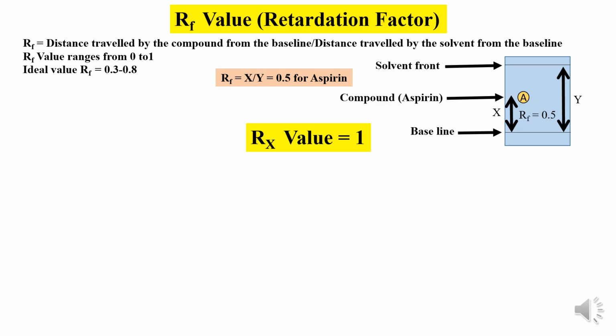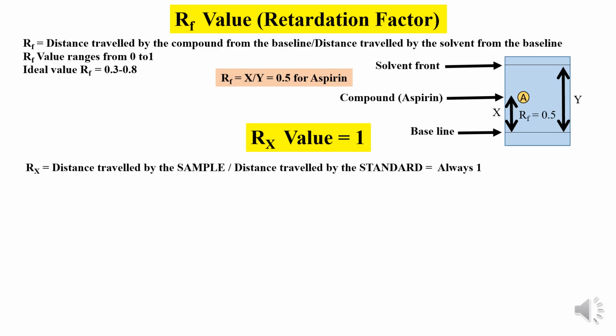Now the Rx value is always 1. It should be 1. And how do you calculate the Rx value? Rx value is calculated by dividing the distance traveled by the sample by the distance traveled by the standard. And the value should be always 1. That is when the sample and standard are both the same, you end up with 1. If you don't end up with a value of 1, then your sample is totally different from that of the standard.